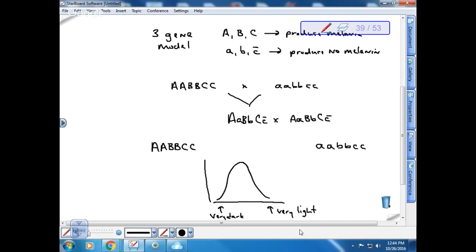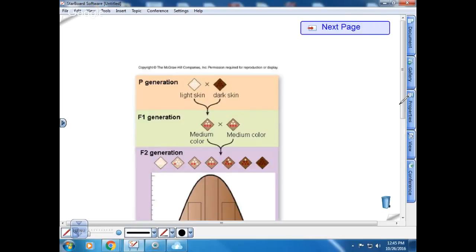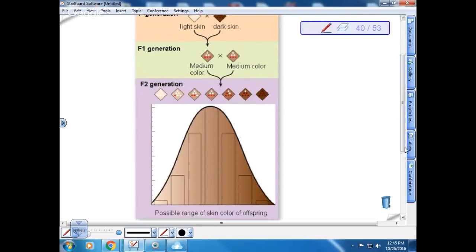Okay. So if we look at this in your book, it looks something like this, right? They talk about the P generation, they talk about the F1 generation, those are the hybrids, and then we can see that we can get lots of variation in color, okay?